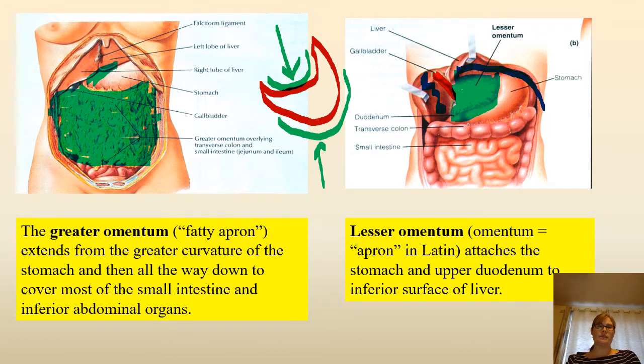So we have all these organs, and they're not just sitting there. They're held in place from behind, from the front. They're tied together. They have webbing holding them. The lesser omentum attaches to the stomach and upper duodenum. Again, the duodenum is the beginning of the small intestine. It attaches to the inferior surface of the liver. The greater omentum goes all the way down and covers the small intestines and inferior abdominal organs.